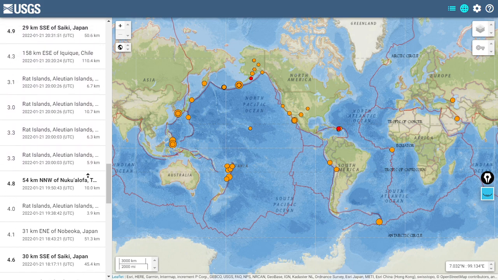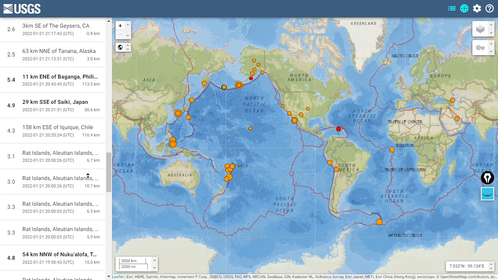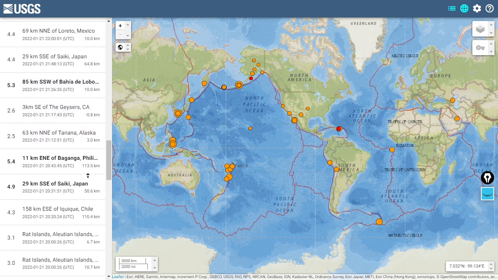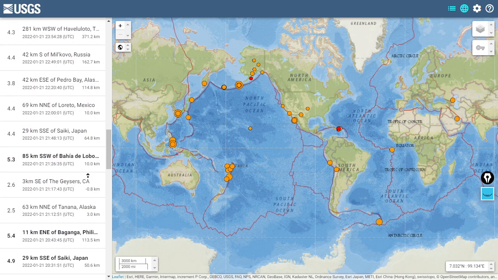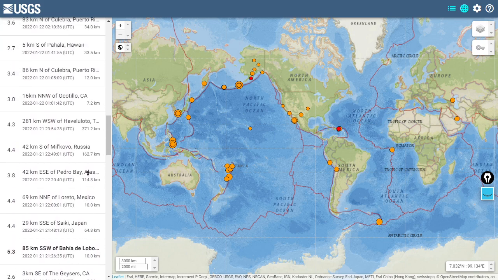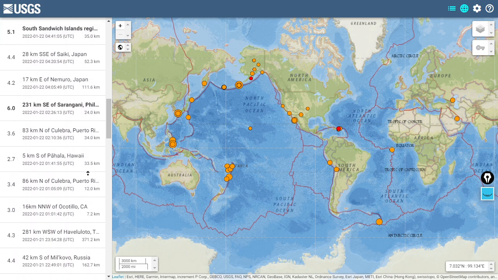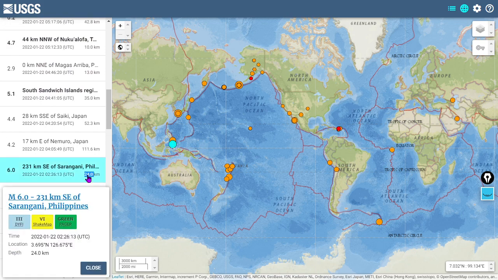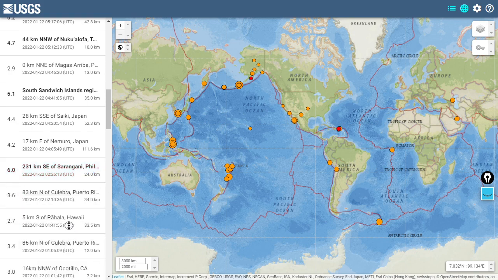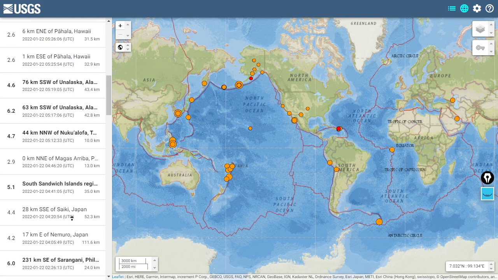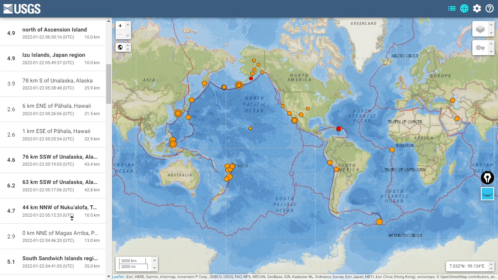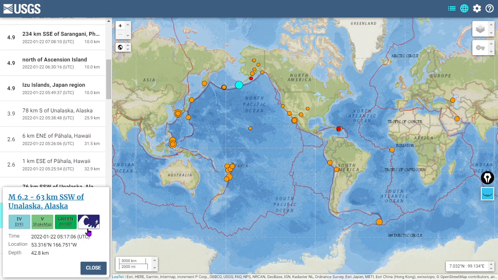Quite a few quakes there north of New Zealand as well. And we see some foreshocks at the Philippines. And we see a 6.0 at the Philippines. So there's that 6.0. That came in at 2:26 this morning on the 22nd of January. And then about 3 hours later, we saw a 6.2 in the Aleutian Islands. Lots of aftershocks and quite a number of earthquakes around Alaska there as well.